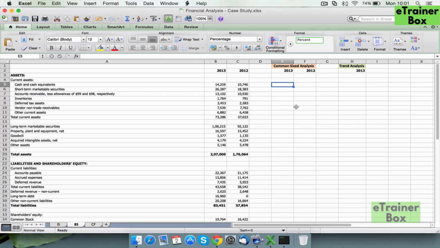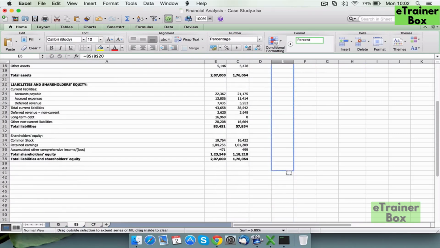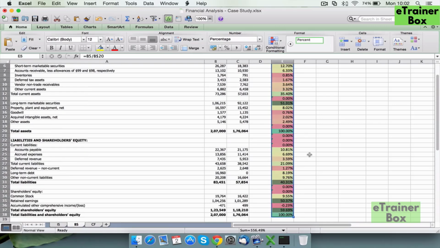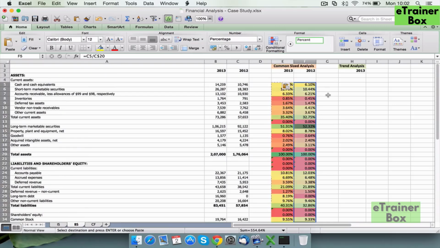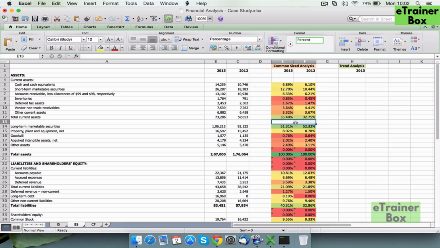In the income statement, we divided all numbers as a percentage of revenue. In the balance sheet, for the purpose of common size analysis, we're going to divide all numbers by the total assets of the respective year. So I'm going to do that by dividing all the numbers on the balance sheet by the total assets of the respective year. Simply copy paste, and we are done.